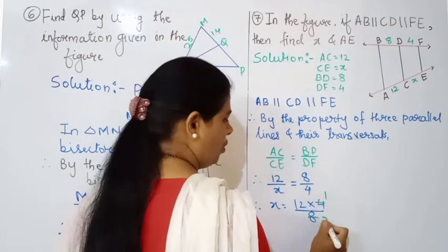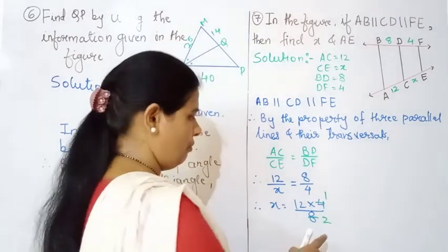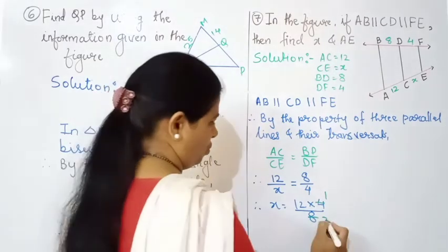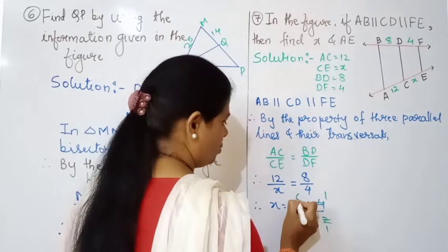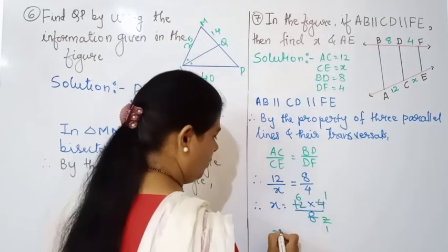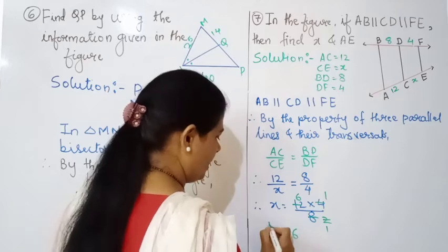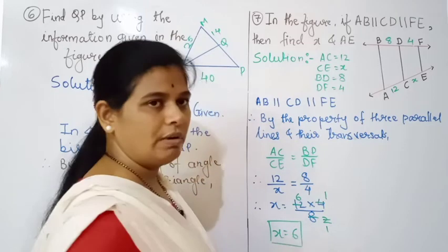4 ones are 4, 4 twos are 8. Now we can divide 12 by these 2. So 2 ones are 2 and 2 sixes are 12. So we got the value of x, that is 6. Okay, we got the value of x.